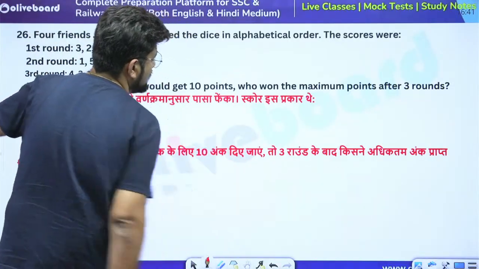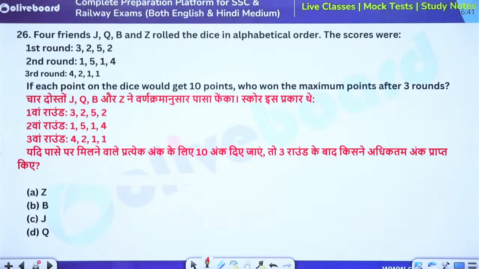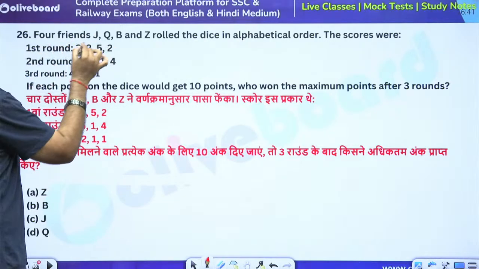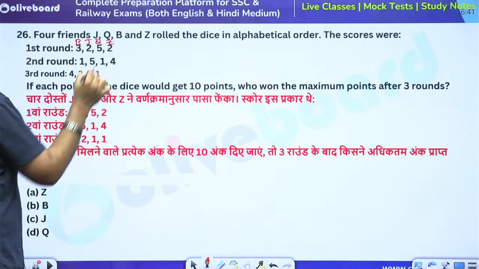Don't look at the exam, just look at the question. It's a very simple question. So there are 4 friends J, Q, B and Z who roll the dice in alphabetical order. Alphabetical order means B rolls it first, followed by J, followed by Q, followed by Z.